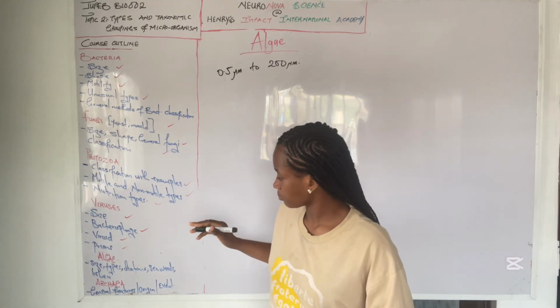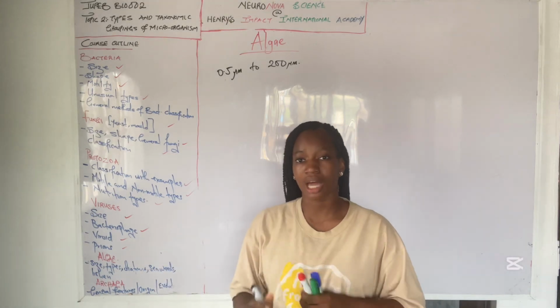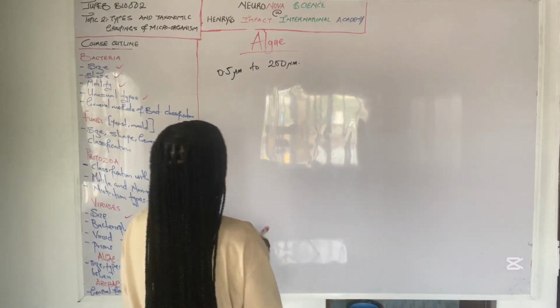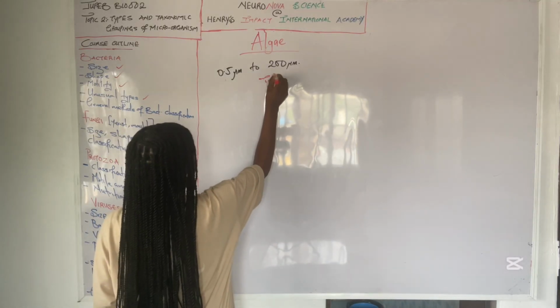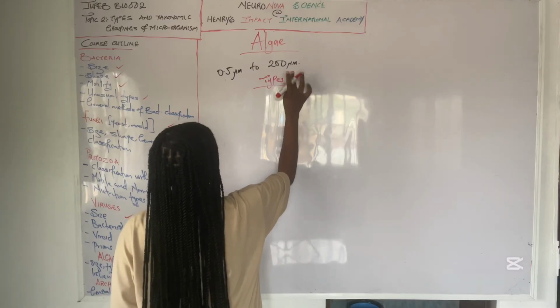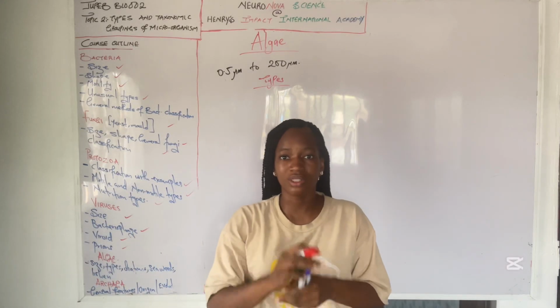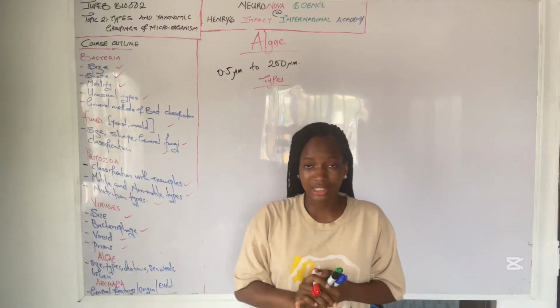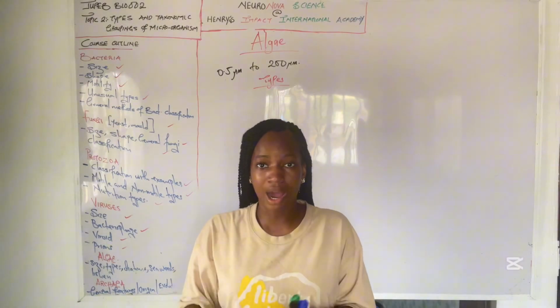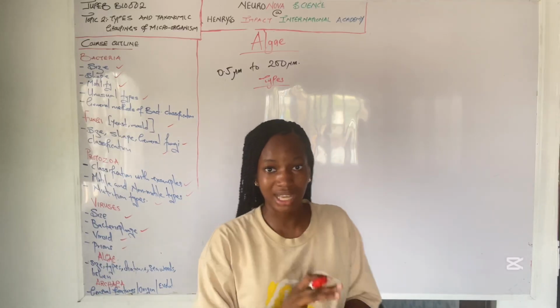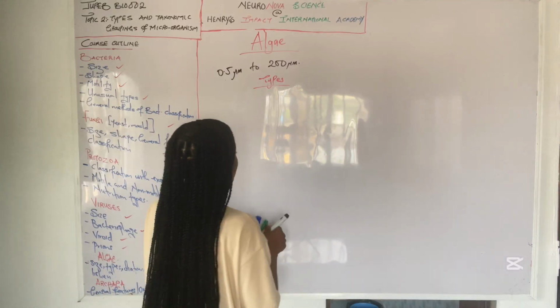Now your syllabus requires us to talk about the types of algae. When you want to talk about the types of algae, there are 3 major types we need to focus on, and these 3 major types are all under the seaweeds. What are seaweeds? Seaweeds are basically macro algae. They are big, large algae. That's what seaweeds are.